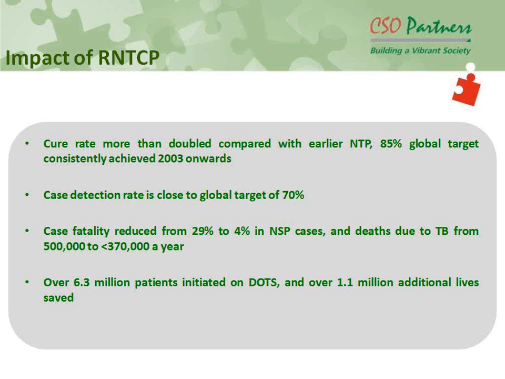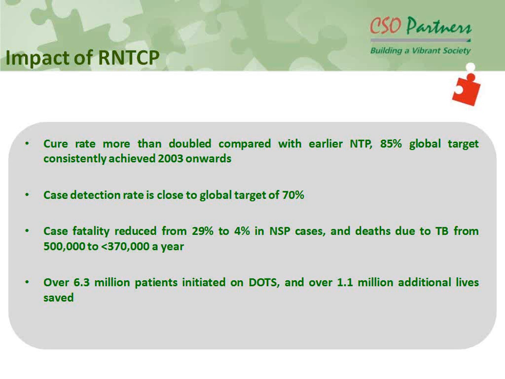Cure rate has more than doubled compared with the earlier NTP, National TB Program. The 85% global target has been consistently achieved from 2003 onwards. So since 2003, the cure rate has become 85%. That's wonderful statistics in fact. And we'll discuss the therapy we are using, and why it has improved so much compared to before.